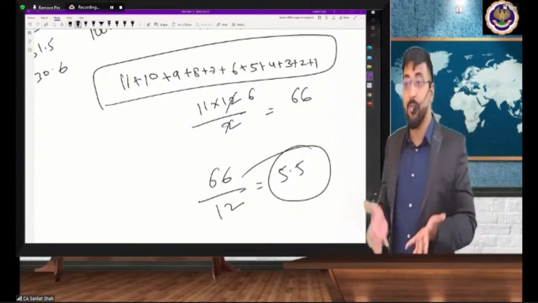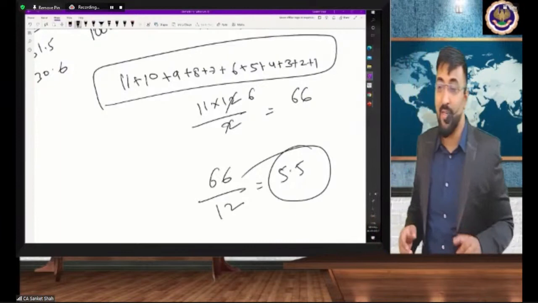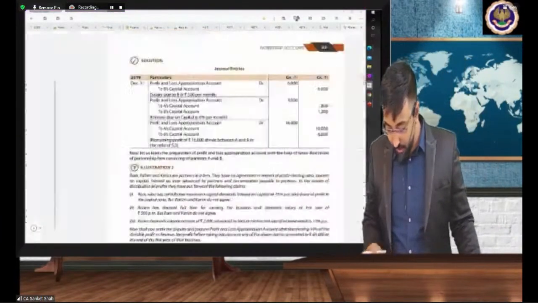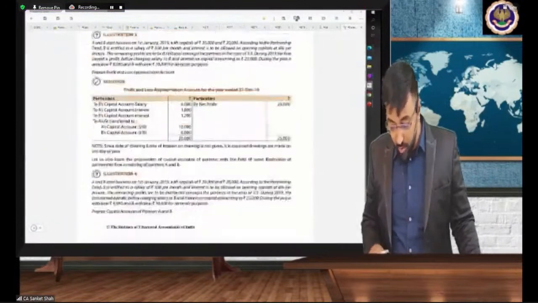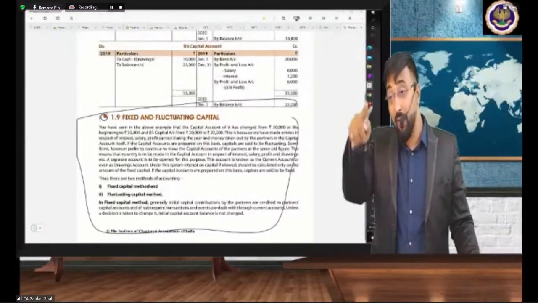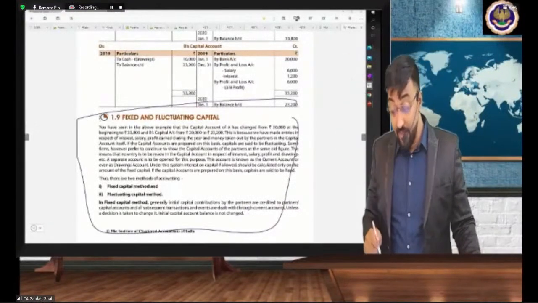Yes, so this is the last part of this interest on drawing. So let's have revision now. Illustration 1 we have completed. Today's homework is 1, 2, 3, 4. Fixed capital and fluctuating capital I will tell you in the next session. So please read this theory carefully.